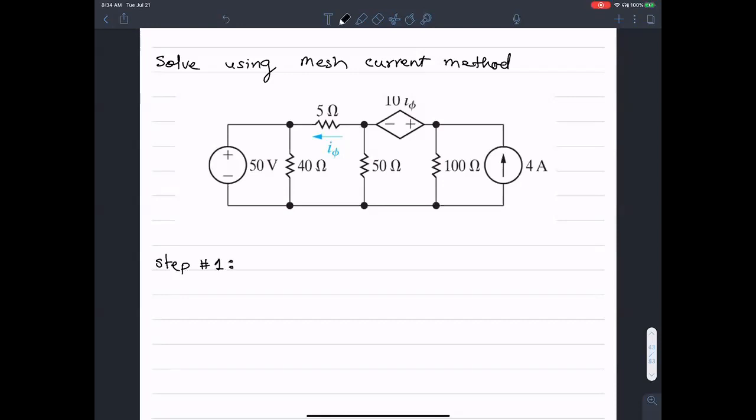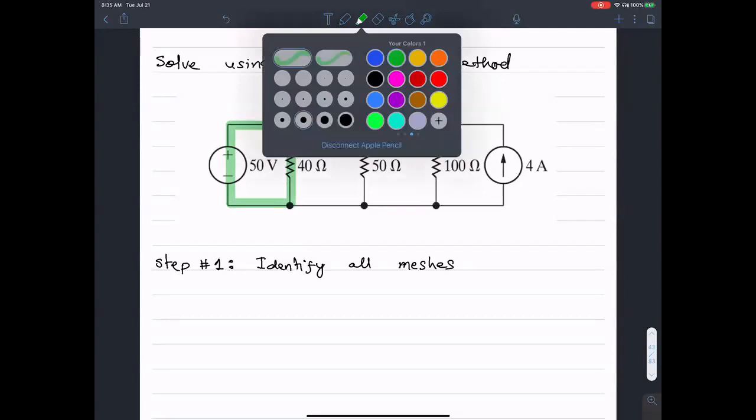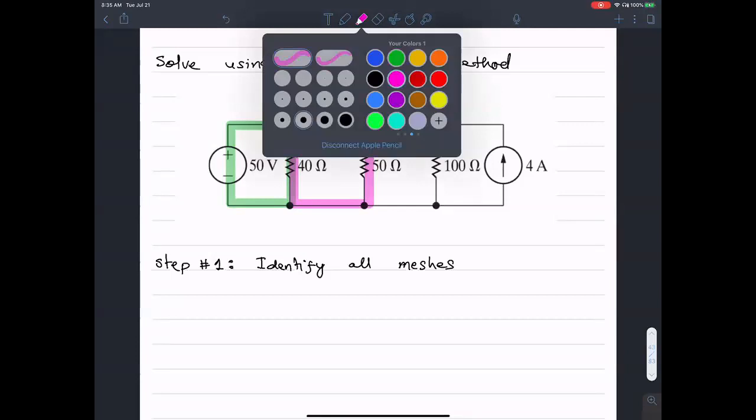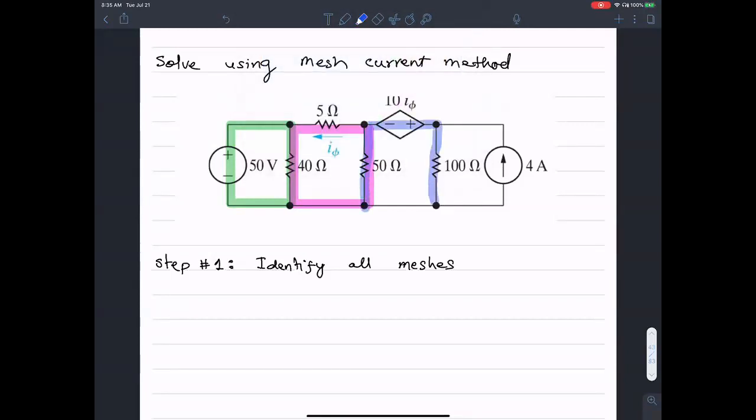Okay, what's step number one? Step number one is to look at all the meshes, identify all the meshes. Okay, the first mesh is this guy. So I can get one equation from there. Let's see if there's another mesh. There's a second mesh over here. That's this guy. It's a loop that meets my specification of what I call a mesh. Then there's a third one. It is this guy. It begins and ends at the same point, but it does not have any other loop inside.